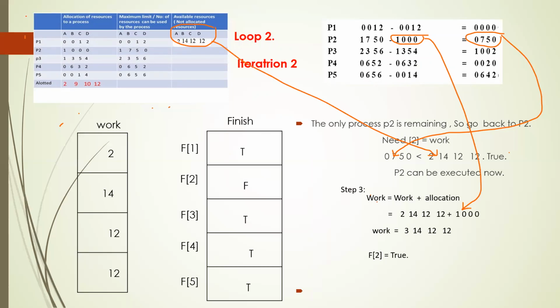Okay, loop 2. P1 already played, so the control will come to P2. Now take the need of P2. What's the need of P2? 0750. So 0750 less than, what's the latest work? 2, 14, 12, 12, right? So 0750 is less than 2, 14, 12, 12, true. Now P2 can be executed because its need is less than available. Then step 3, work equal to work plus allocation. Now the work array becomes 3, 14, 12, 12. And F2 also becomes true.